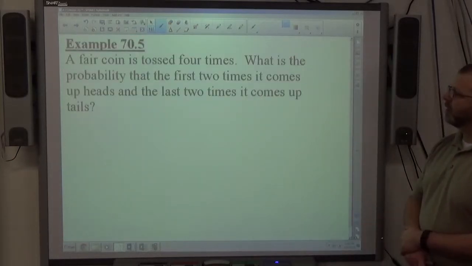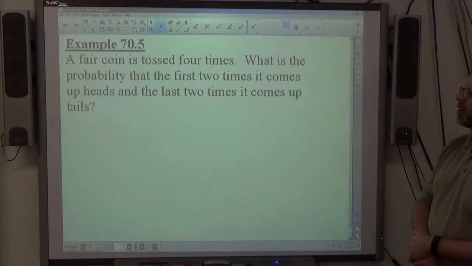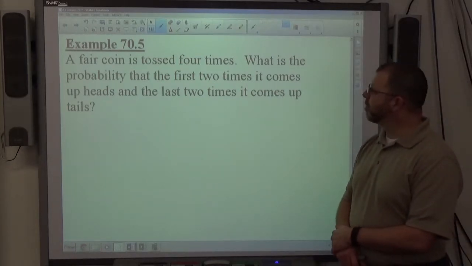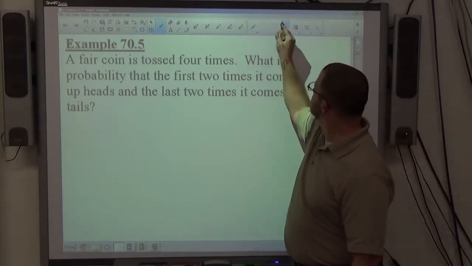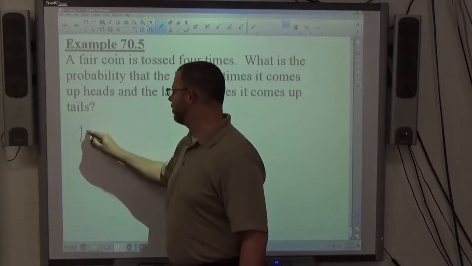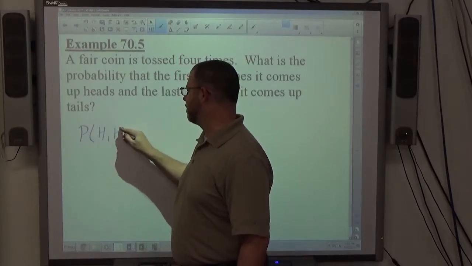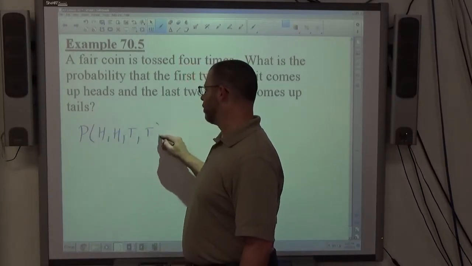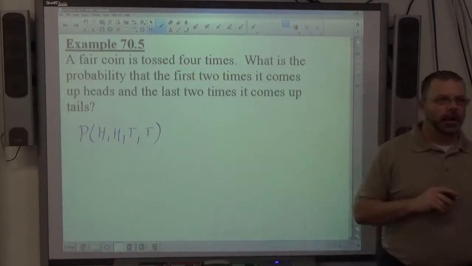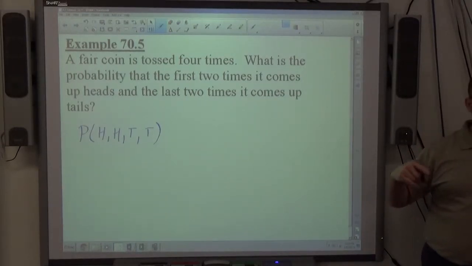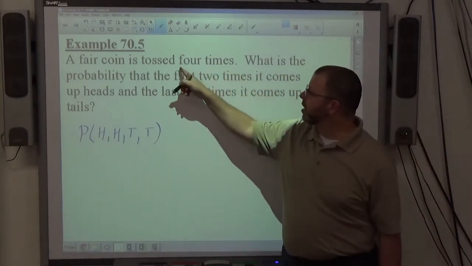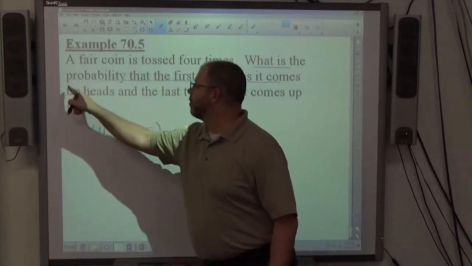So, notice, a fair coin is tossed 4 times. What's the probability the first 2 times it comes up heads, the last 2 times it comes up tails? So we're looking at the probability of getting exactly heads first, heads second, tails third, tails fourth. Okay. Notice the difference in the wording of the problem. The first problem we saw said a fair coin is flipped 3 times, came up heads every time. What happens on the next flip? This is saying a fair coin is tossed. What's the probability that all this stuff happens?